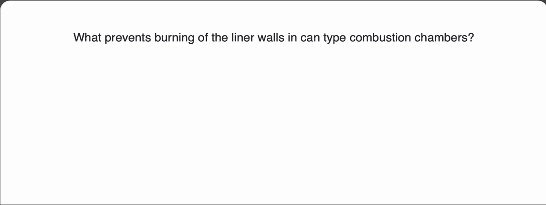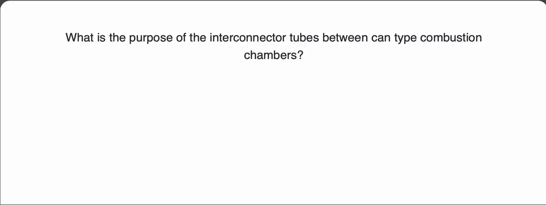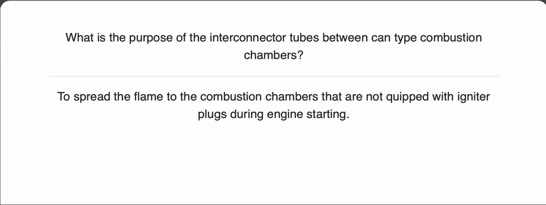What prevents burning of the liner wall in can-type combustion chambers? Louvers are provided along the axial length of the liners to direct a cooling layer of air along the inside wall of the liner. What is the purpose of the interconnector tubes between can-type combustion chambers? To spread the flame to the combustion chambers that are not equipped with igniter plugs during engine starting.